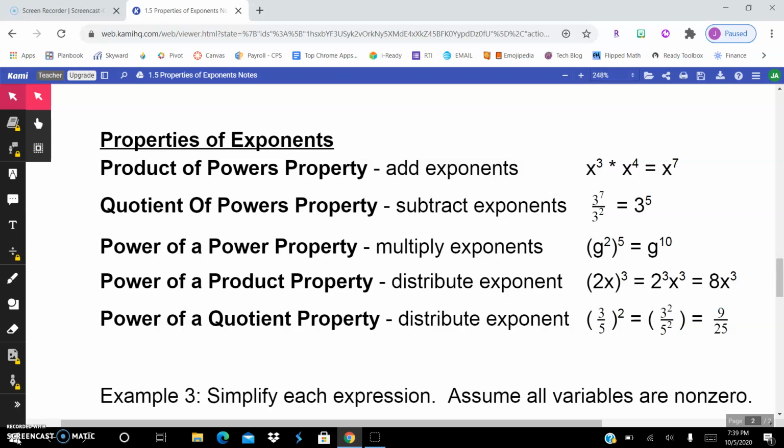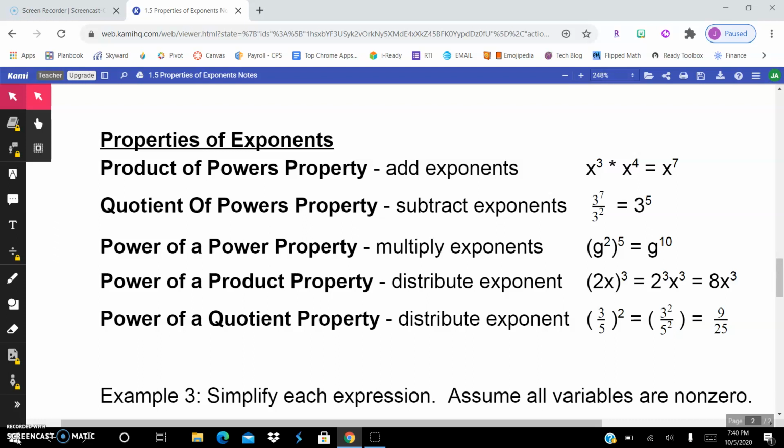Power of a power property means we're going to multiply our exponents. That would look like something raised to an exponent inside of parentheses, and then that raised to another exponent outside. So you're just going to multiply those two exponents. And then power of a product property, you're going to have to distribute. That is where you have something being multiplied together inside of parentheses and all of it being raised to the exponent. So in my example here, we would have to distribute that 3 to the 2 and the x, and then simplify 2 to the 3rd down to 8. So it would simplify down to 8x to the 3rd.